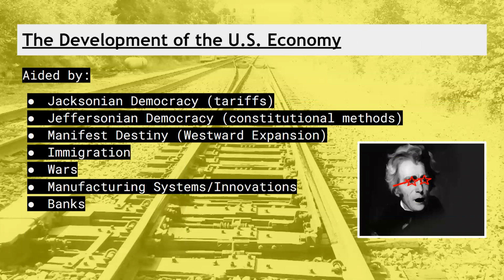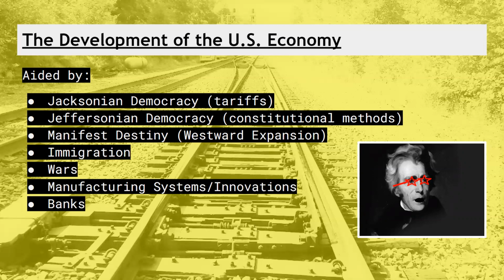What about some developments of the US economy? Well, here are some things that some of the presidents did, or things that happened, that helped industrialization. For Andrew Jackson, that's the picture of him with star sunglasses, he had some tariffs. They were beneficial to setting up the economy in some cases. For Thomas Jefferson, he had constitutional methods, and his methods allowed for some stability because he didn't just do anything without thinking.